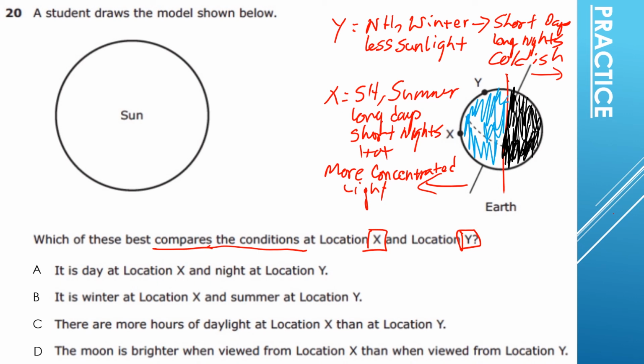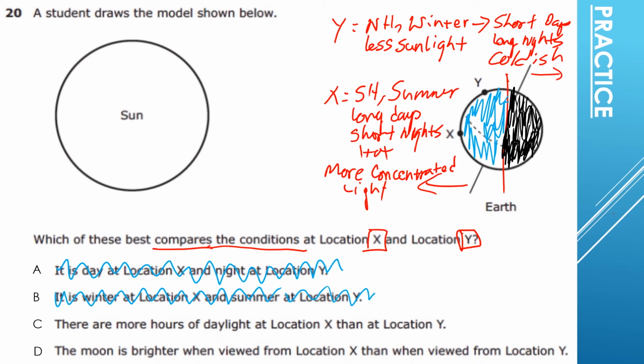So A is not an option. It's winter at location X and summer at location Y. Well, we know that's not true because we looked at how the axis is tilted. And so that is incorrect.